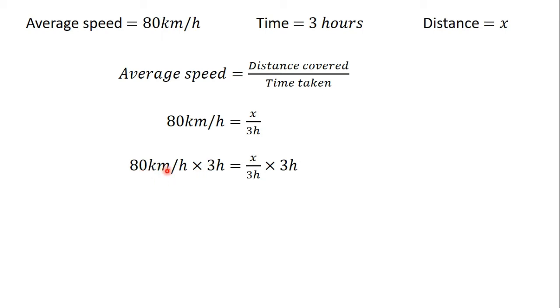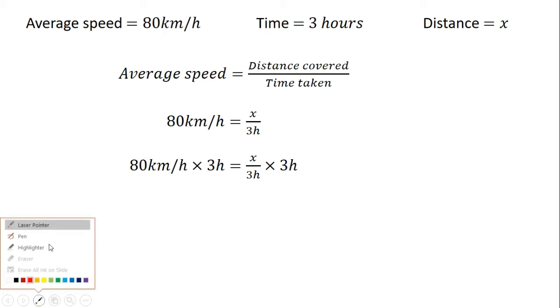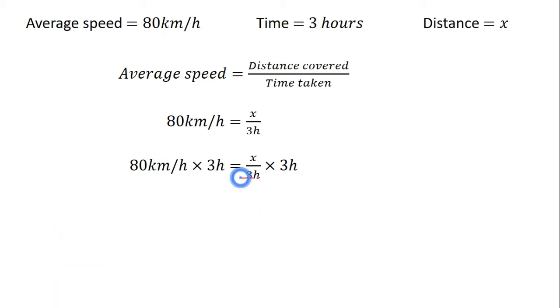So you have 80 kilometers per hour times 3 hours is equal to X divided by 3 hours times 3 hours. When you do that, we can see that 3 hours and 3 hours will cancel each other out. And this will give us 80 kilometers per hour times 3 hours is equal to X. Now, what will 80 kilometers per hour times 3 hours give us?